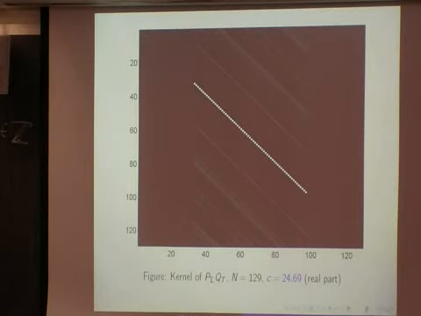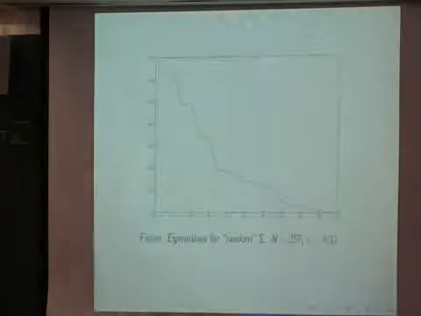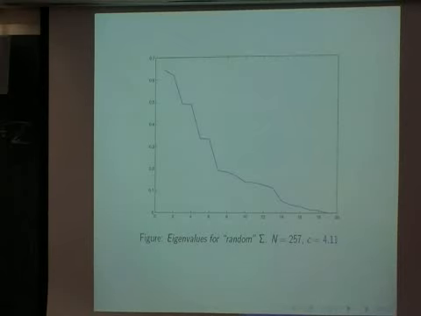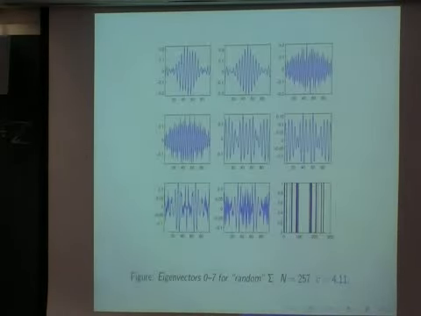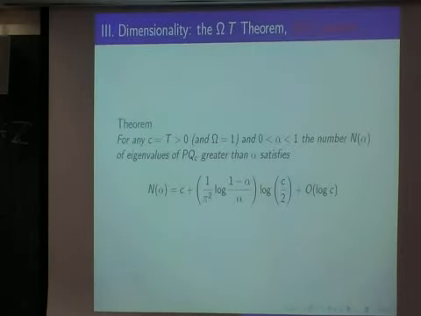So you can see that it's got a band along the diagonal, but then it's got several side bands. And just one more example of a randomly generated frequency set and corresponding eigenvalues.